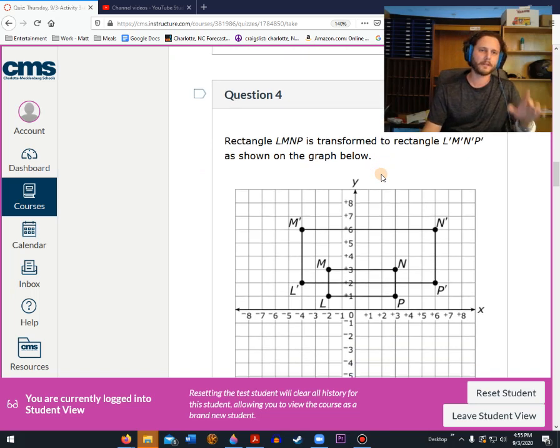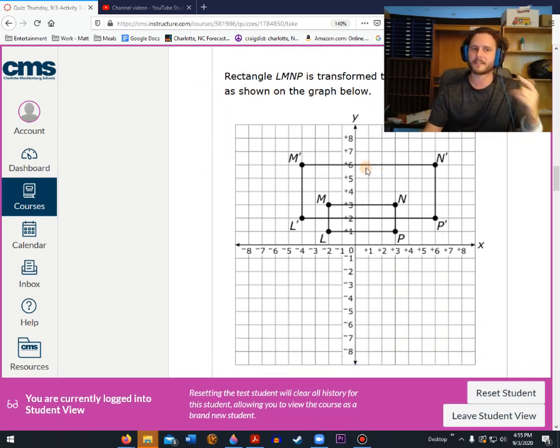For number 4, this is showing a dilation. It shows our original shape is the smaller one, and our bigger shape is the new one. So we know it's a positive dilation. We know our dilation is going to be larger than 1.